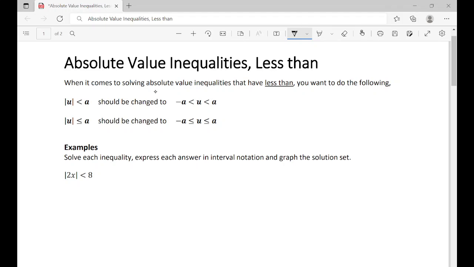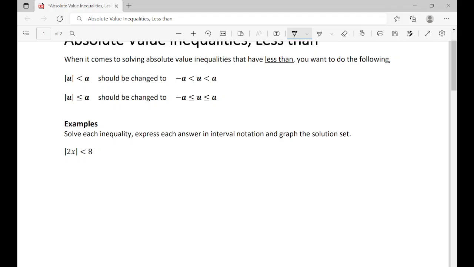When it comes to solving absolute value inequalities that have less than, you want to do the following. If you have absolute value of u is less than a, you need to change it to negative a less than u less than a. Or if you have absolute value of u is less than or equal to a, it should be changed to negative a less than or equal to u less than or equal to a. So let's see it in action.